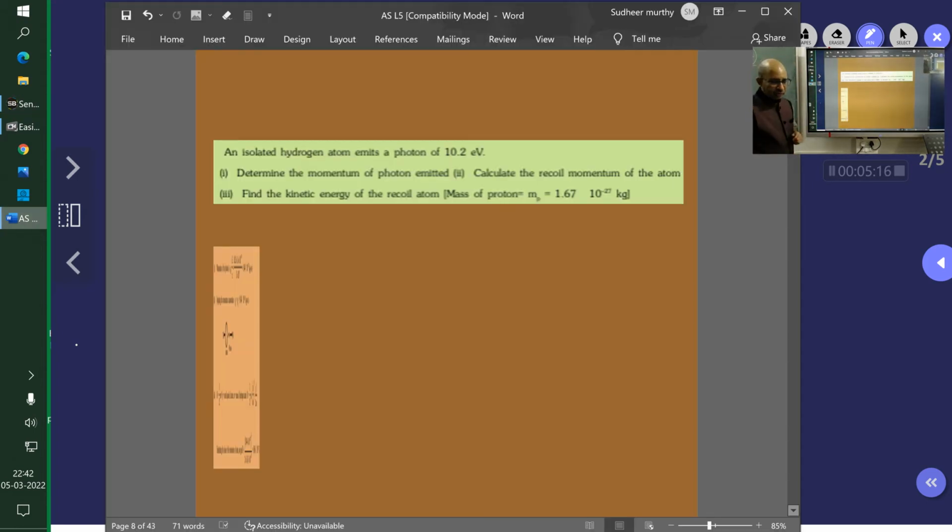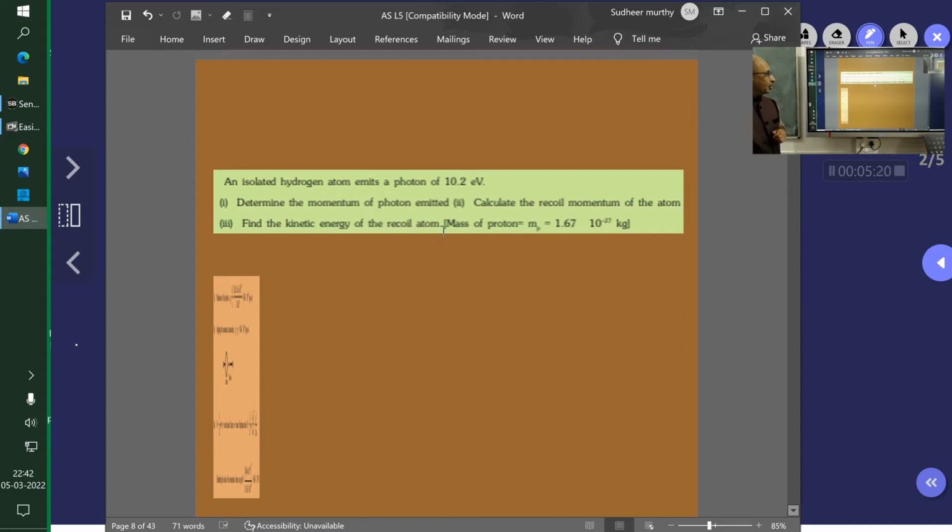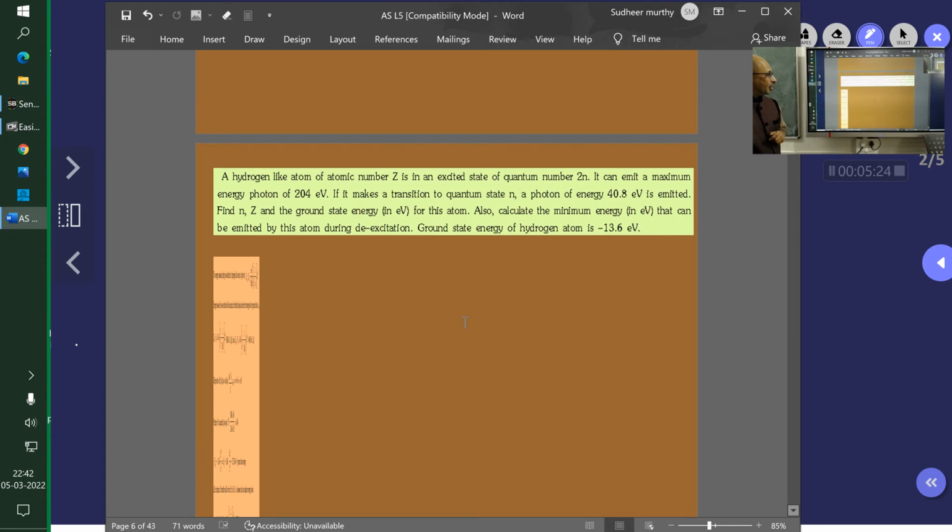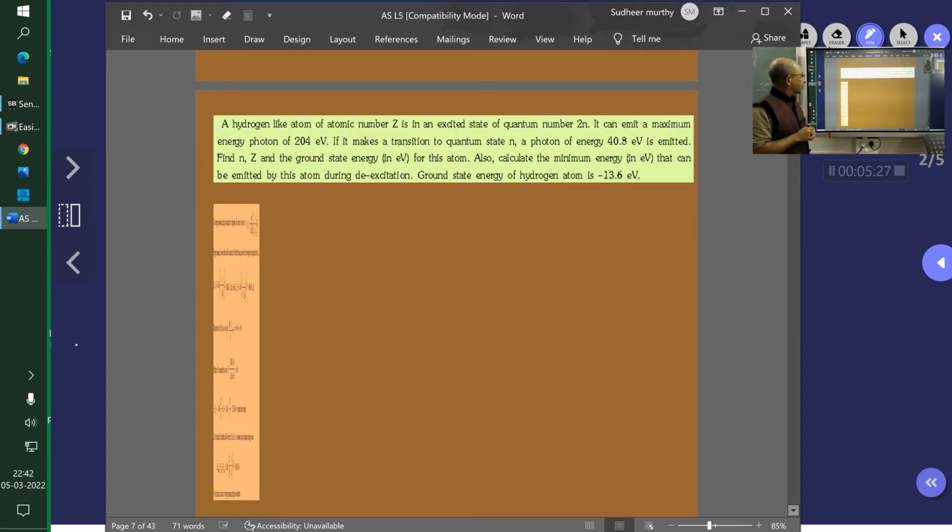Okay. The next numerical we'll choose would be this, and just have a look at it. So you have a hydrogen-like atom, but of atomic number Z, and the lone electron is already excited and it is at position 2n. The data given is that it can emit a maximum energy of photon of 204 electron volts. So that means if the electron jumps from the 2nth orbit to its ground state, n equal to 1, then it is going to emit energy of 204 electron volts in the form of a photon.